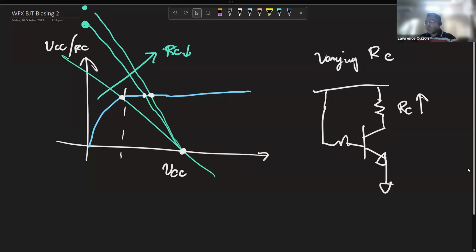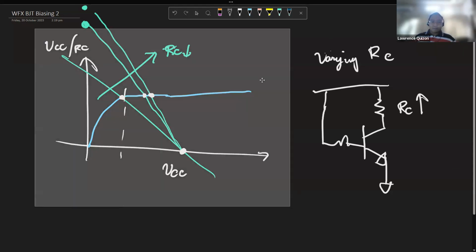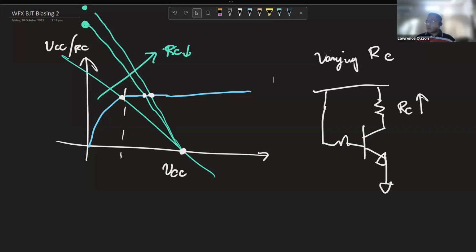Likewise, earlier we saw that if we increase RB, we can also get out of saturation. So that's another interesting thing about this circuit.